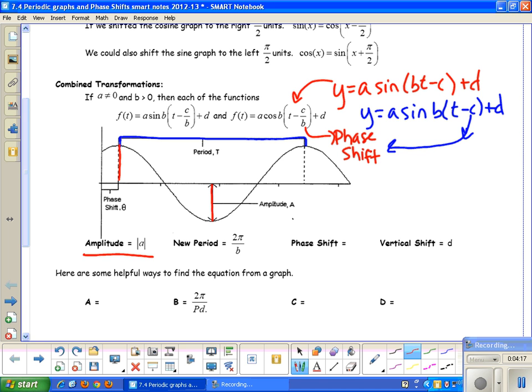We talked about the period of the function. When you're finding the new period, if you know your b value, given an equation, you can use the parent graph period, which for sine or cosine is 2 pi divided by b. If it's tangent or cotangent, then of course it would be pi.